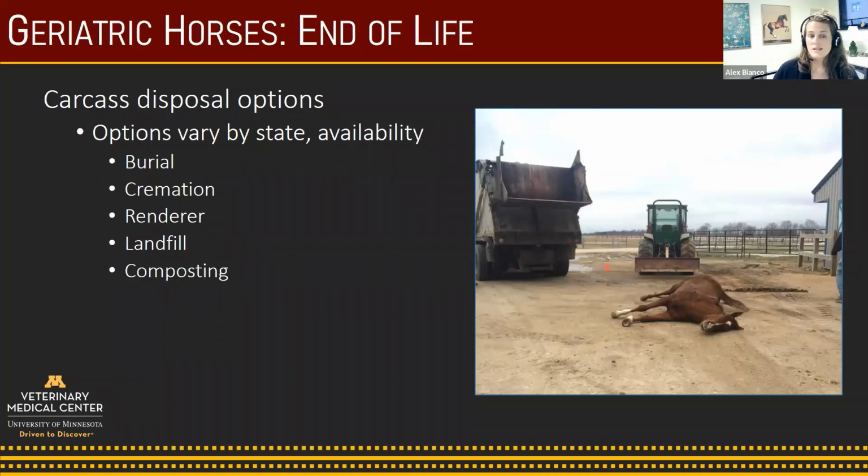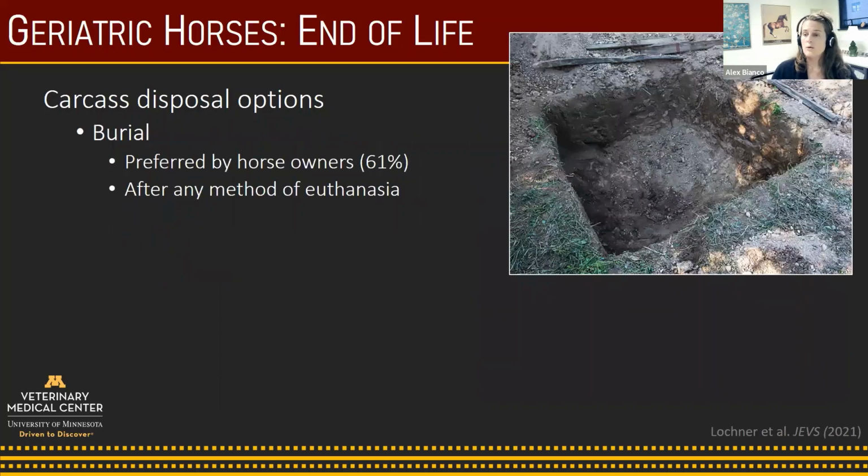And that's where this gets a little bit tricky. This is your special animal, but it's really hard to figure out sometimes what you're going to do with this 1,000, 1,200, 1,500 pound body. So burial is what most horse owners prefer when we have done a survey looking at that. And that's 61% of horse owners prefer burial if they can.